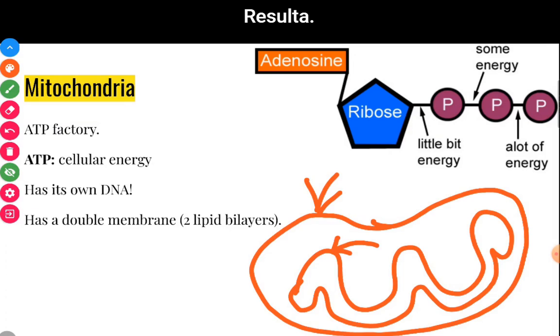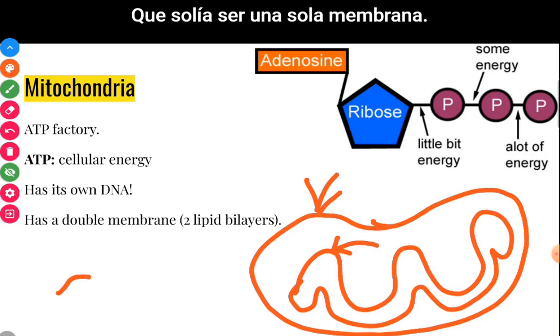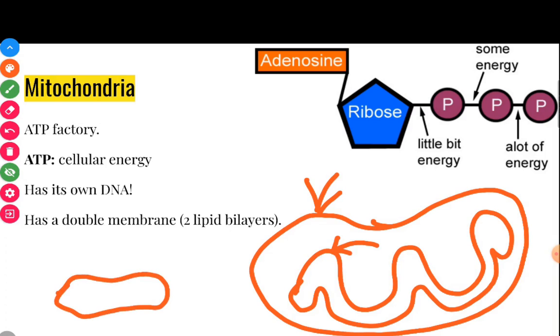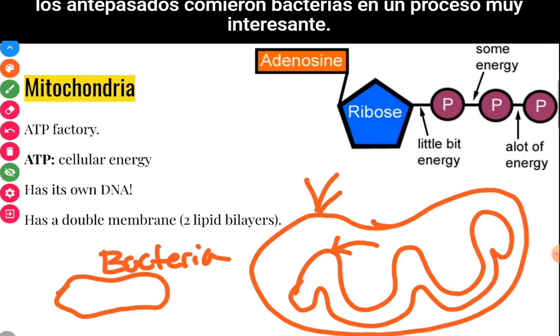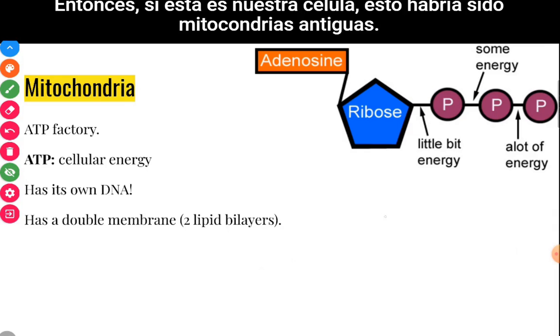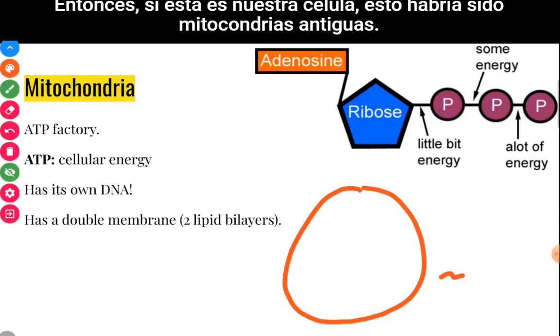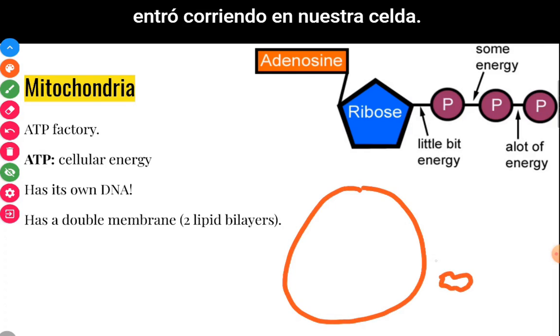It turns out that it used to only be one membrane. A mitochondria used to be bacteria. But a long time ago, our ancient ancestors ate bacteria in a very interesting process. So if this is our cell, this would have been the ancient mitochondria.